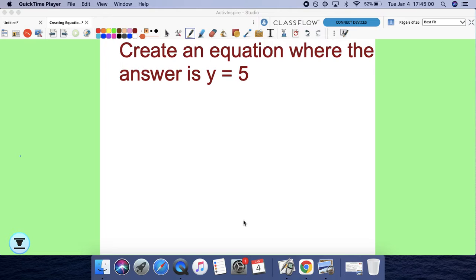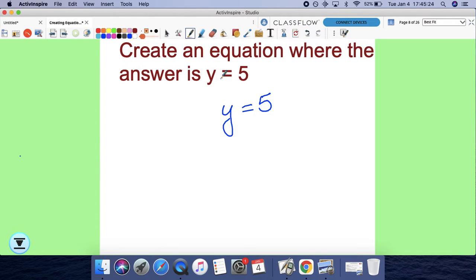If you're the teacher and the next day you're doing equations and you want a little practice, let's start with the answer. So we're going to go backwards. So y equals 5. Okay, y equals 5.